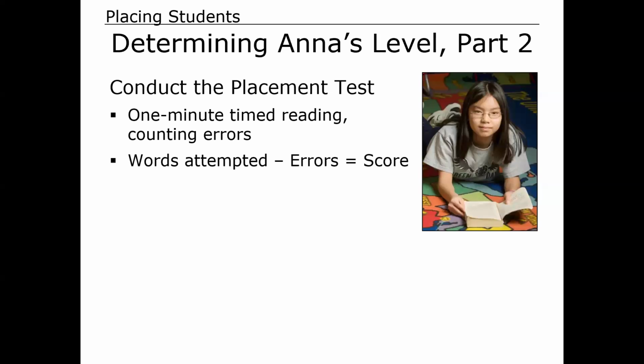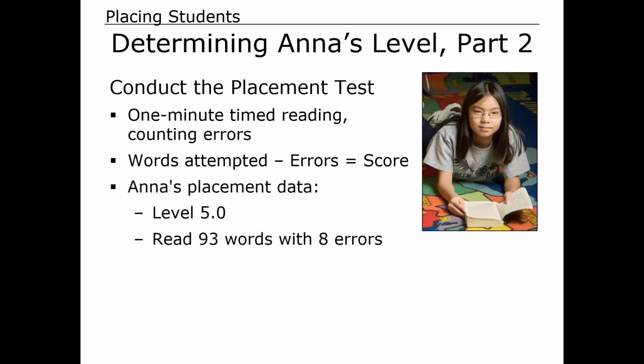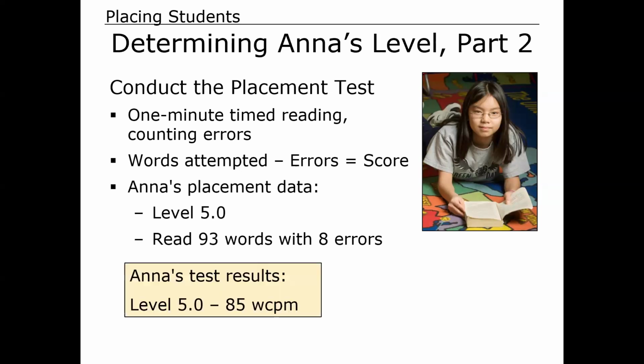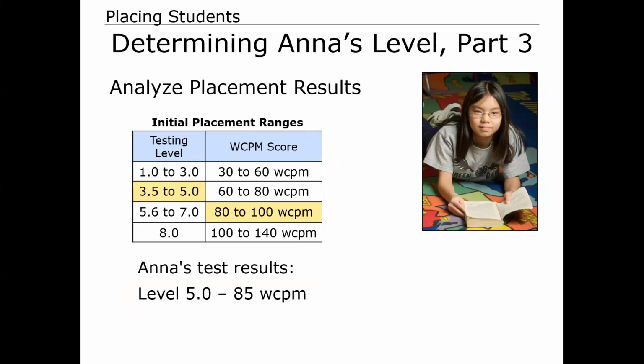Okay, so let's say we did that with Anna. We gave her 5.0. She read 93 words with 8 errors. That gives us a score of 85 words correct per minute. Okay. That is outside the range on the placement table. And again, this placement table is not something you need to memorize. It is on that worksheet and instruction sheet for you. It's also in the placement packet several other places, but it's on that worksheet.